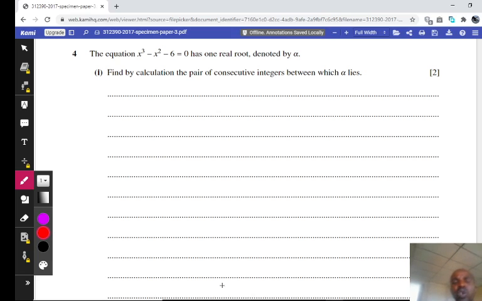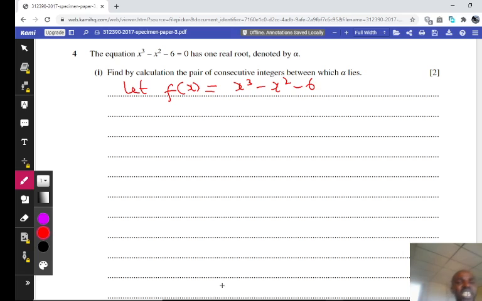So if there is a root between two values, there must be a sign change. But first, before you can do all those things, you say let f of x equal x cubed minus x squared minus 6. Then you try and error. You can put f of 1, f of 2, f of 3. Let's put f of 1.